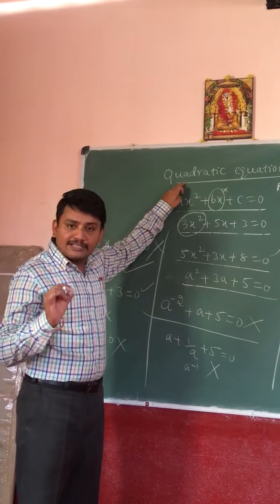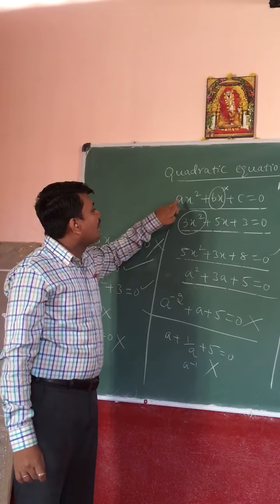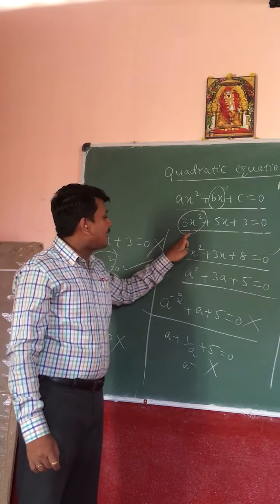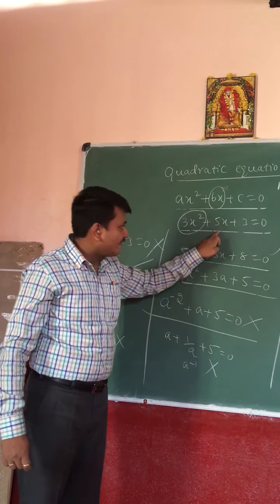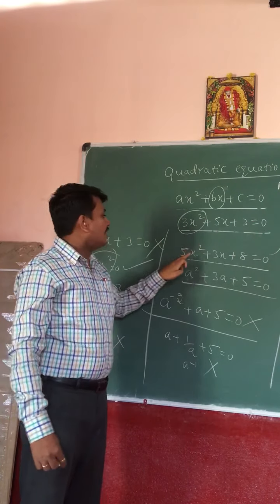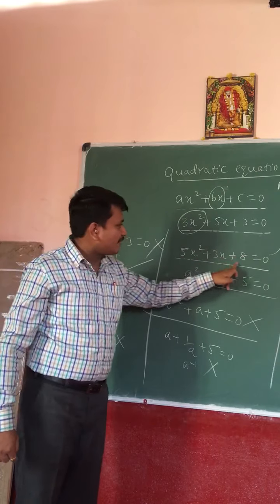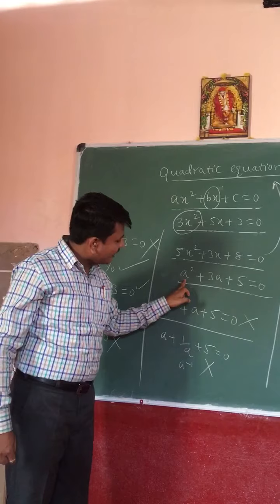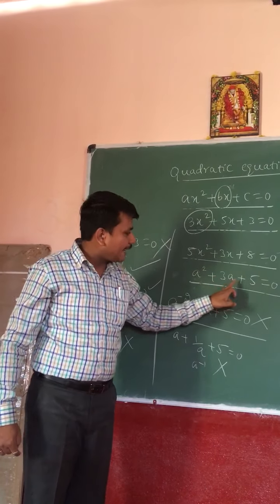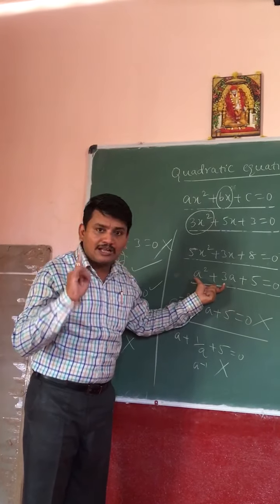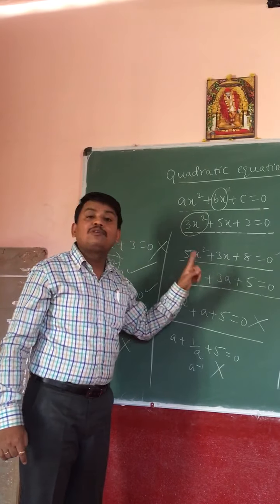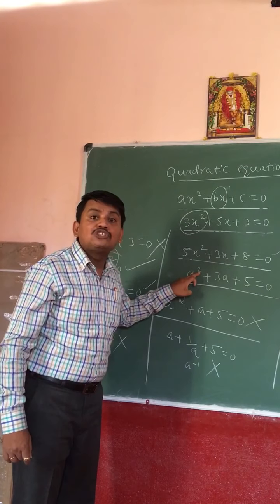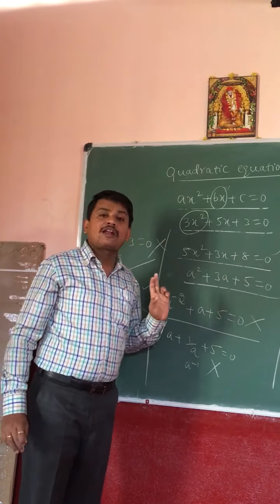All quadratic equations are in the form of ax square plus bx plus c is equal to 0. Example, 3x square plus 5x plus 3 is equal to 0. And 5x square plus 3x plus 8 is equal to 0 is also one more kind of quadratic equation. Or we can give 3a square, 3a and 5. Here we need to concentrate on one thing: only one kind of variable should be there. And one more thing, the highest degree of the variable should be 2. Then it is called a quadratic equation.